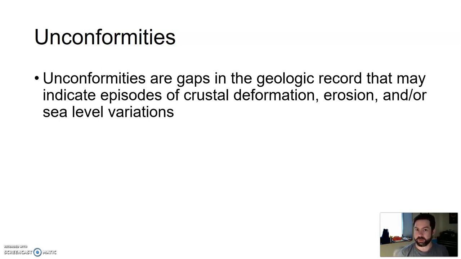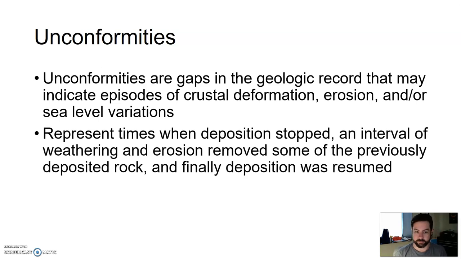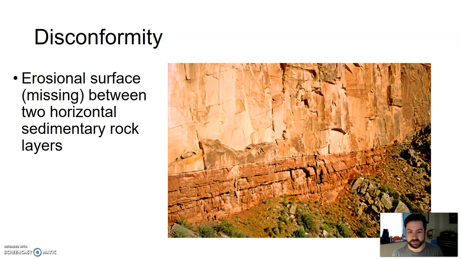So sometimes weird things happen, and we call them unconformities. They can represent time when deposition of sediment stopped, where weathering and erosion occurred, removing some of the previously deposited rock, and finally deposition was resumed. So it might be something that's there, it might be something that's not there. It might be something we see, or something missing, something we don't see.